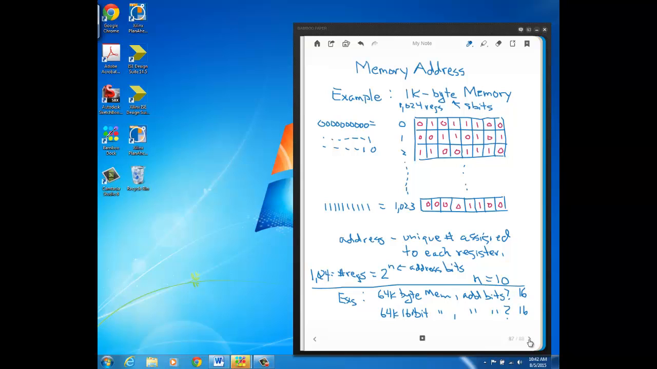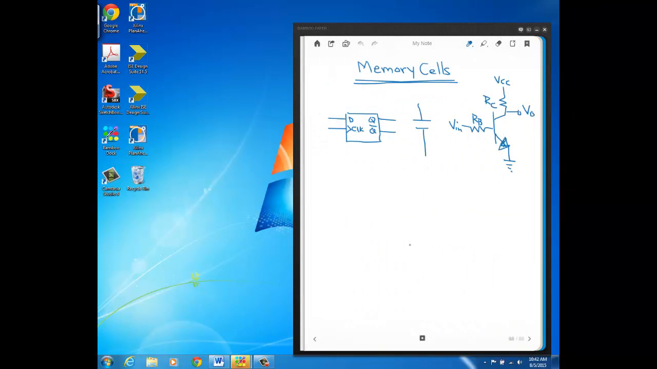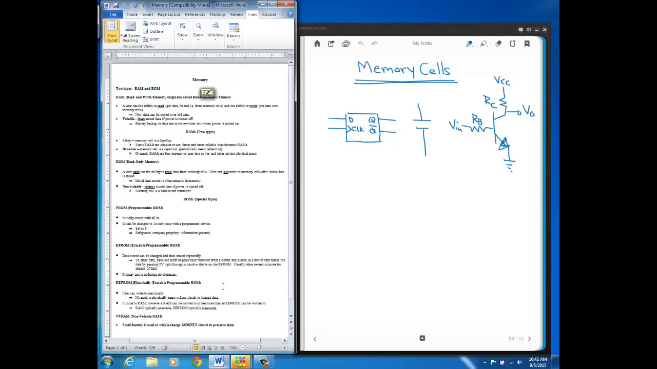Alright, let's finish up memory by talking about some different ways of storing bits. These circuits that can store bits are called memory cells. Now on PolyLearn, there's a handout that goes over all the different types of memory, and talks about RAM and ROM, which I would imagine a lot of you are familiar with, having grown up with computers. So I'm not going to read to you what's on this handout. You can read it yourself. But I do want to talk about a portion of it, and that's the memory cells.